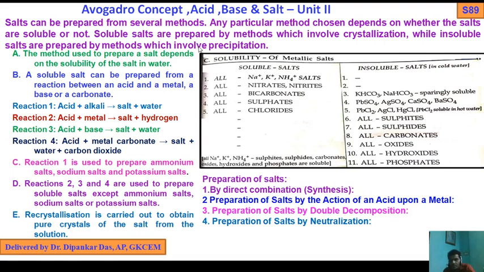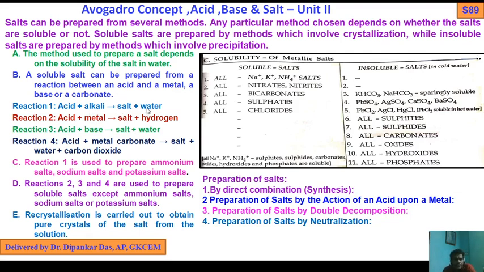If precipitation occurs, then you get an insoluble salt. If crystallization occurs, then you get a soluble salt. The method used to prepare a salt depends on the solubility of the salt in water. A soluble salt can be prepared from reactions between acids and metal, base or carbonate.